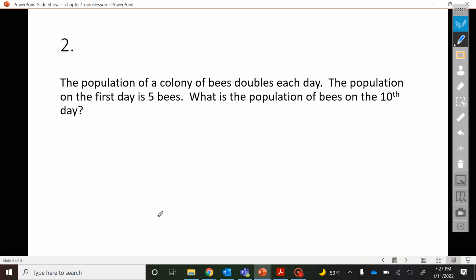Okay, moving on to the next problem. The population of a colony of bees doubles each day. The population on the first day is 5. What is the population of the bees on the 10th day?